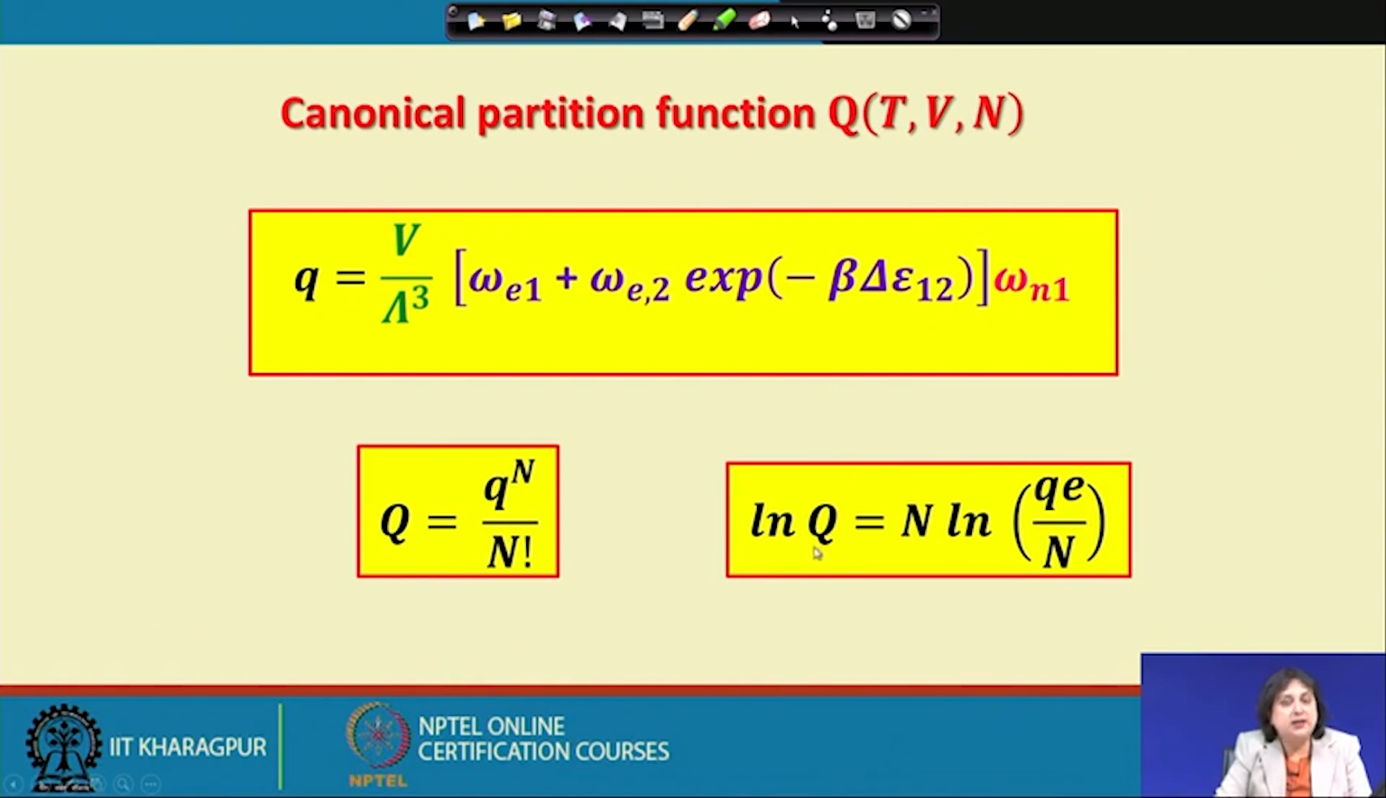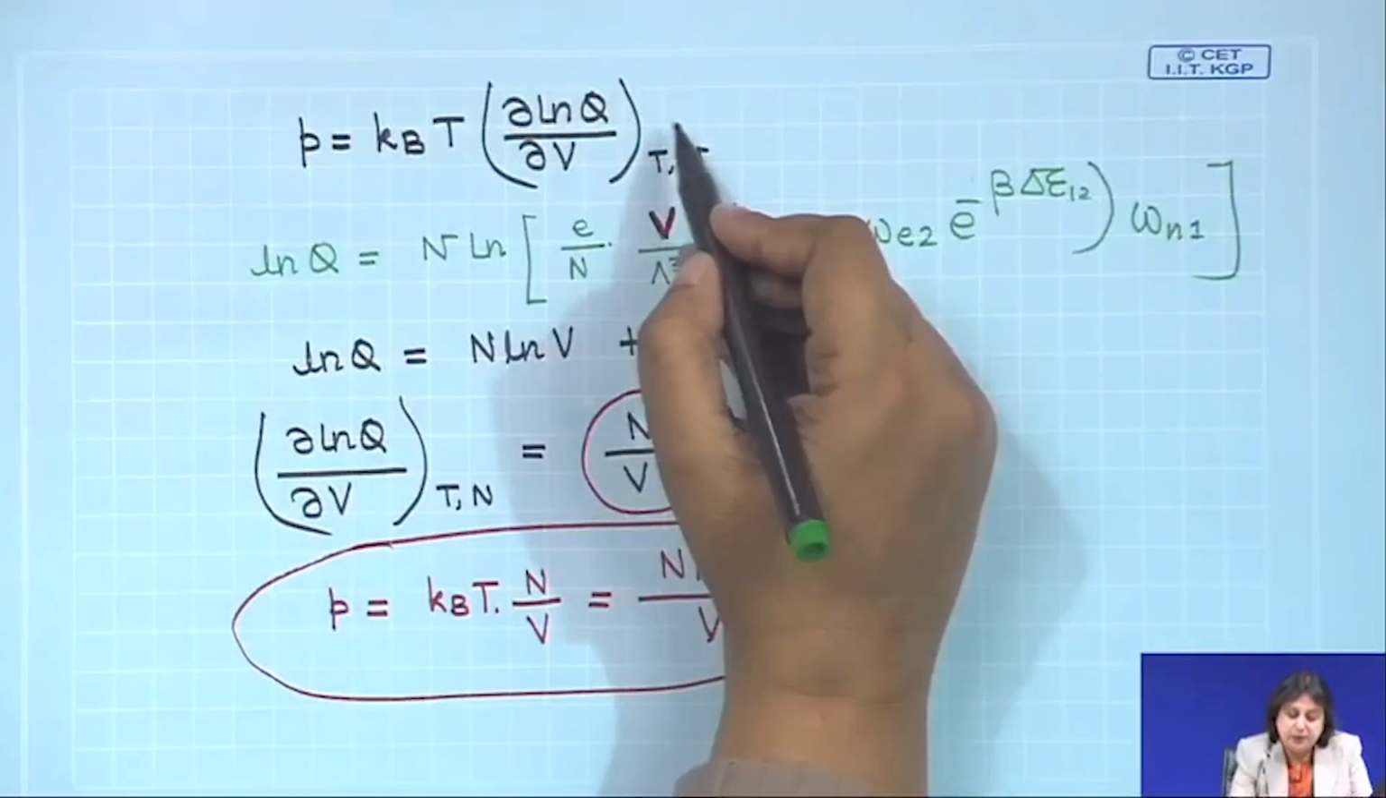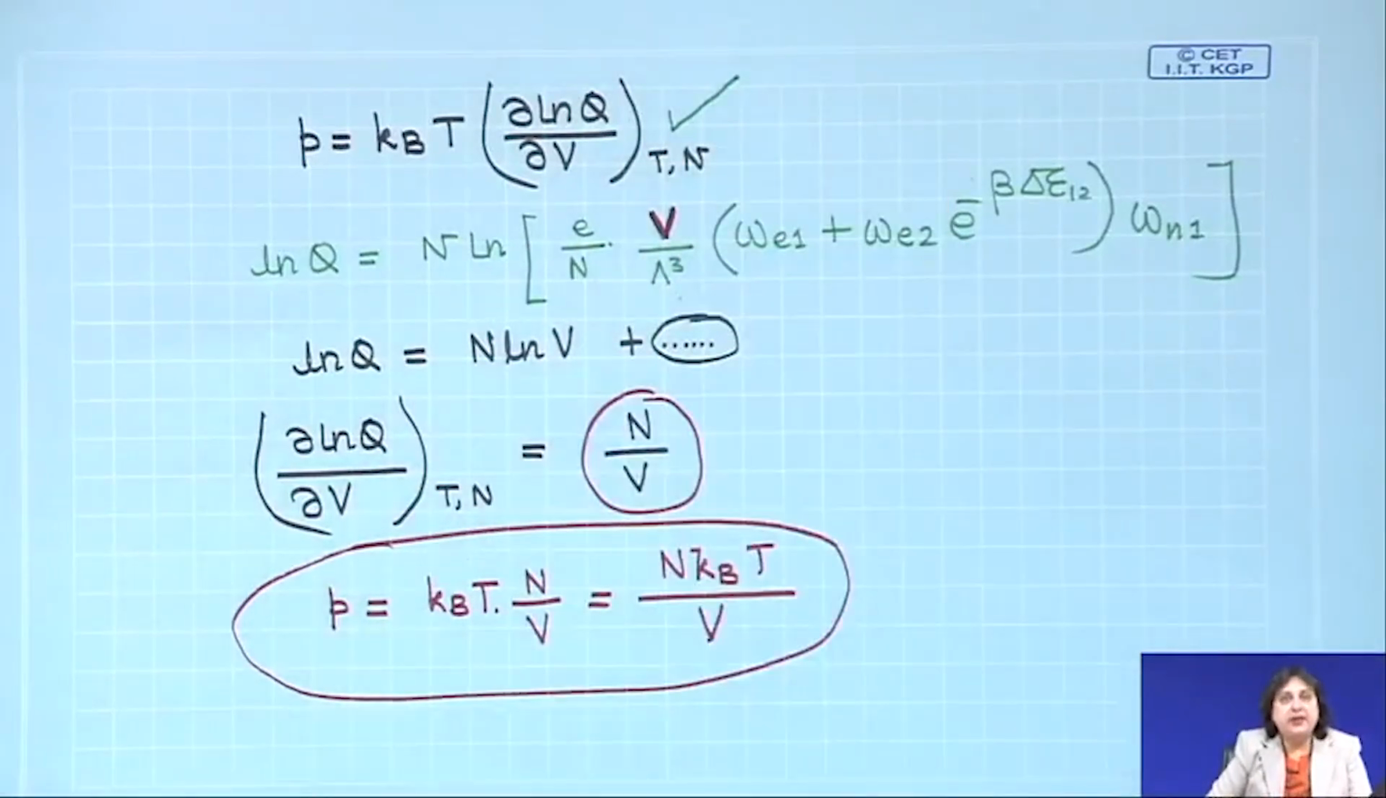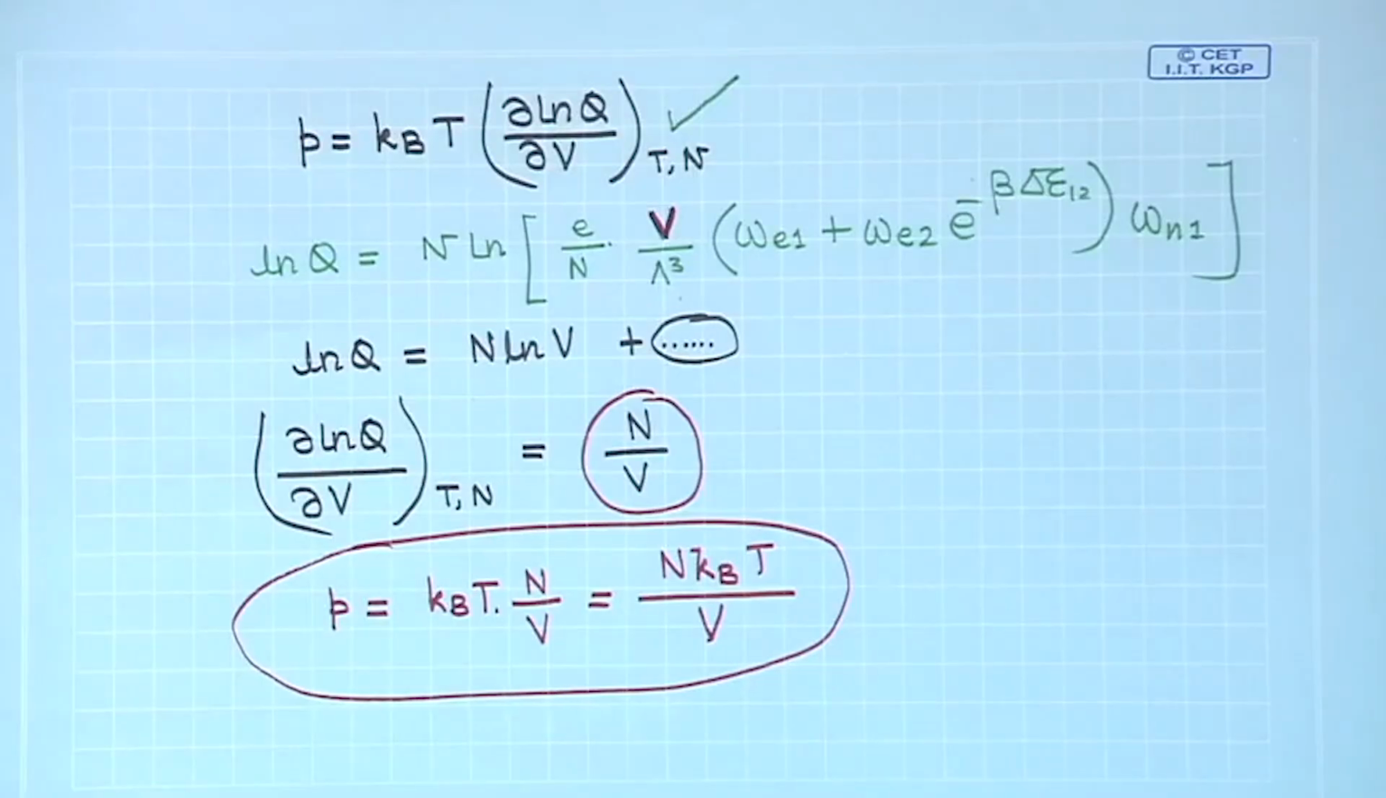I understand that ln Q is given by this expression where small q is this, and when I combine this and write down that pressure by the formulation is given by a derivative of ln Q with respect to V under isothermal and constant particle conditions, then by using the functional expression for ln Q, I find that P indeed conforms to the ideal gas law. So, this is where we say that the usefulness of statistical thermodynamics comes into the picture.